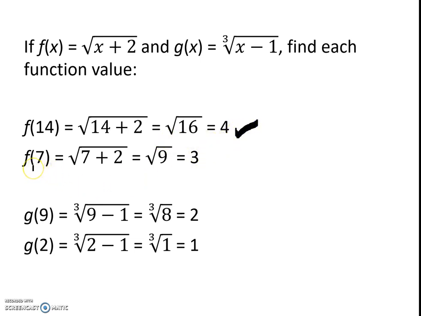Again, we're using the f function and we're plugging in 7 this time. And 7 plus 2 is 9, and the square root of 9, of course, is 3. Now we're looking at the g function and putting 9 in. We have the cube root of 9 minus 8, and we know the cube root of 8 is 2. Going again to the g function, we're putting in 2. 2 minus 1 is 1, and the cube root of 1 is 1.